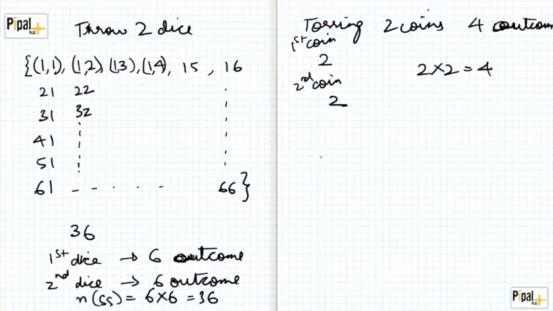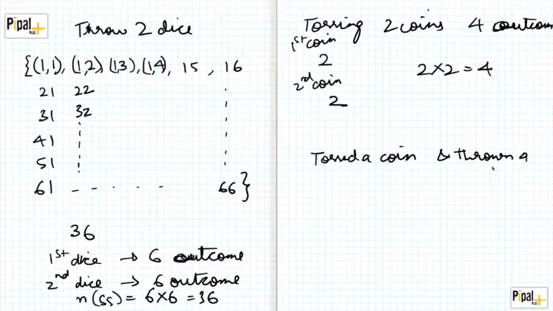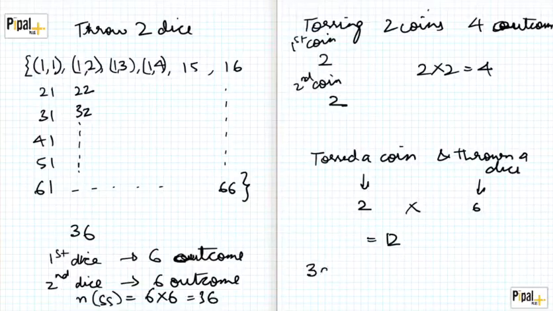Then we had tossed a coin and thrown a dice. You remember there were 12 outcomes. Why? Because tossing a coin has 2 outcomes, throwing a dice has 6 outcomes. So if you must do both, there is an and, you must do 2 times 6, which is equal to 12 outcomes. So this thing can get more and more complicated. Let's say we were to throw 3 dice. The total number of outcomes then would become 6 into 6 into 6.